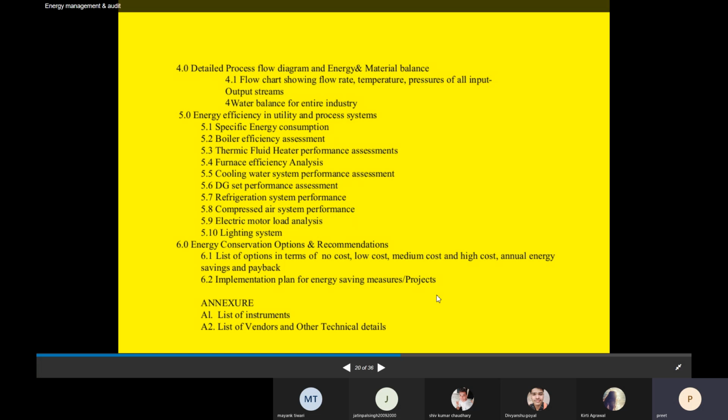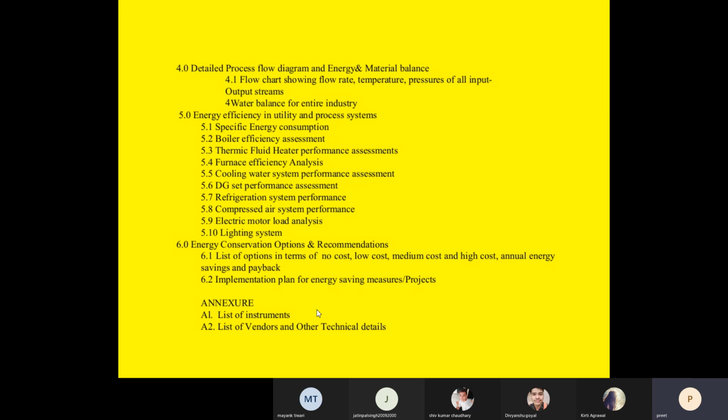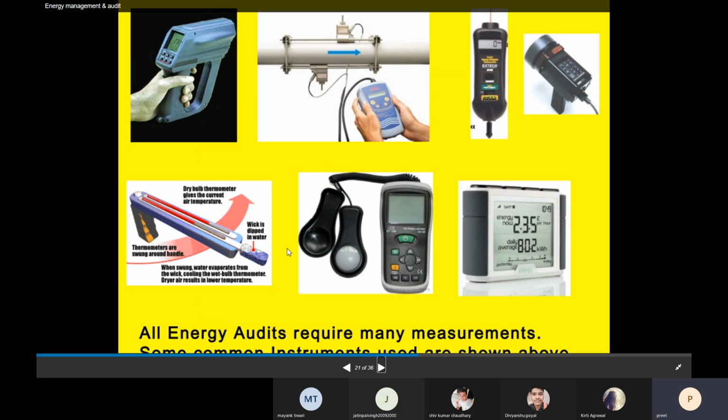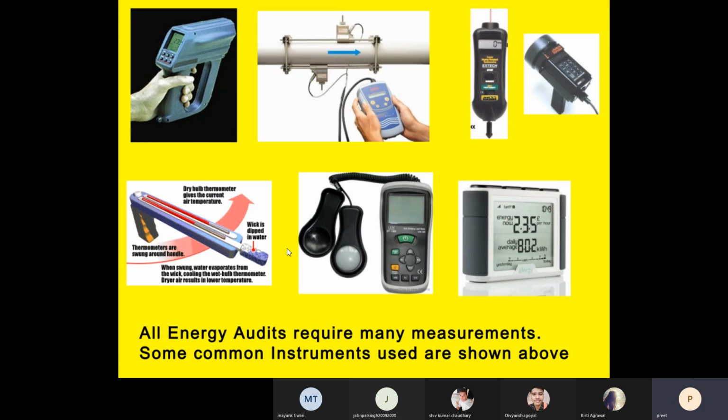Then the implementation plan for the energy saving measures project. And next, what are the different vendors whose projects you are analyzing, and the list of instruments which are there. So that was the brief of the points which you need to cover in the final report, and what you should write in that particular report when you are doing energy auditing. That was the main point under which you need to write everything.